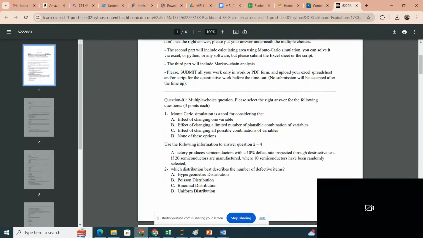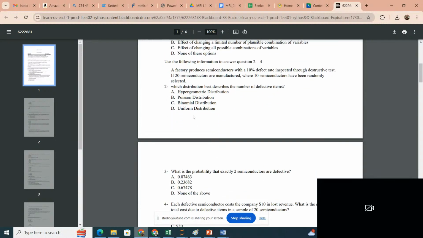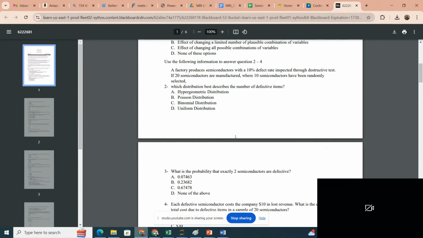So you will see that there are questions built upon previous information, and there are questions that are standalone. So for example, question one says Monte Carlo simulation is a tool considering the, so we have multiple choices. You're gonna pick the correct answer from the following. Now in questions 2, 3, and 4, you need to go back to this information. Okay, so it's asking you what kind of distribution the information described, as taken from the lecture. The second question goes etc.